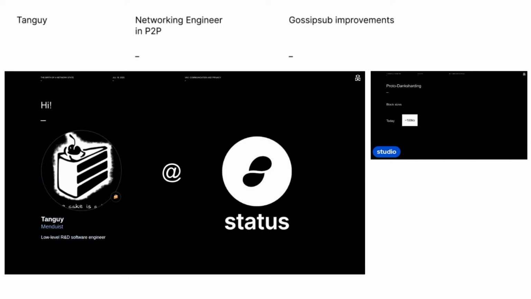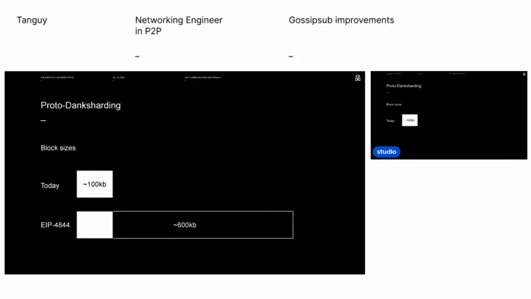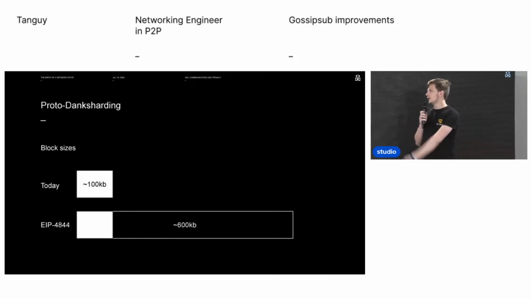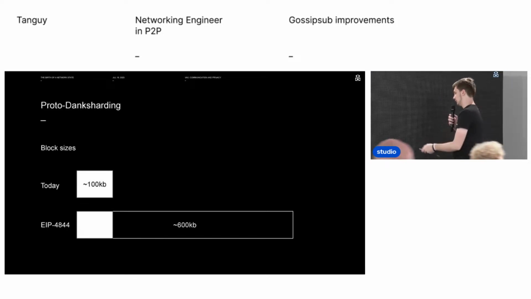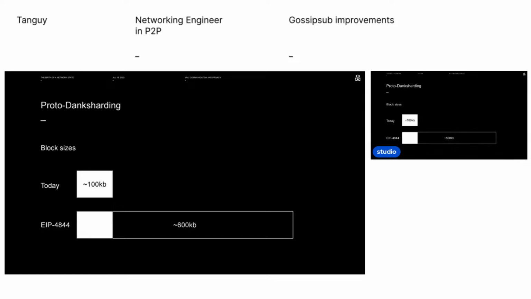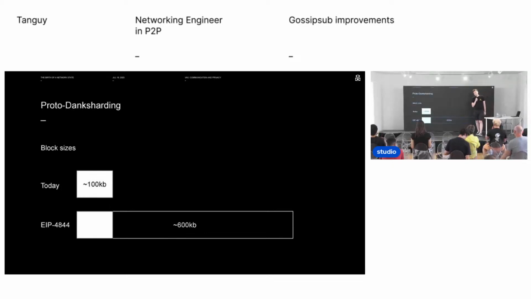And today, I'll be talking about some of the research we've been doing in the last few months in my team, which is specifically geared towards proto-danksharding, which is one of the next upgrades of Ethereum, actually the next one, which is basically going to bump the block size from 100 kilobytes, which is the current size, to about 600 kilobytes, the bigger block. This extra data will be very useful for layer 2s and anyone who wants to store data on Ethereum. But it's a bit of a pain for me because I work in networking, so I have to push more data through the network, which is never what you want to do.